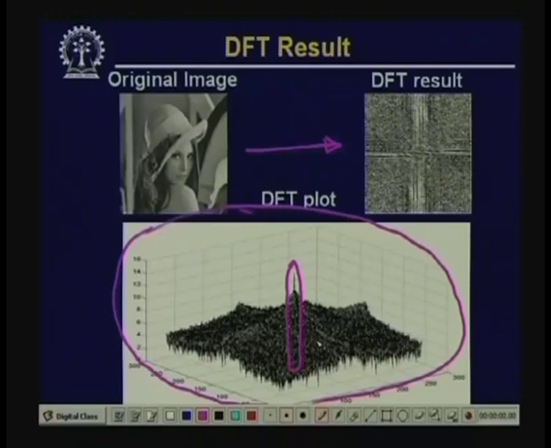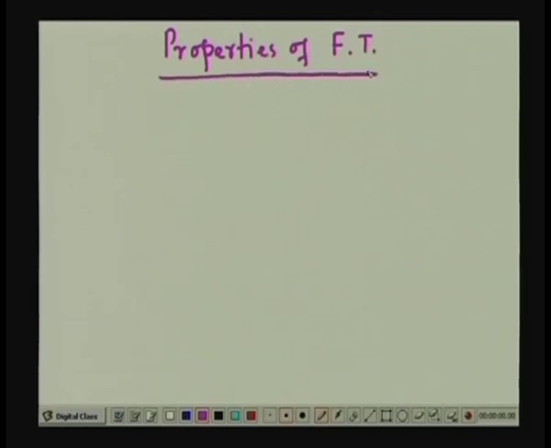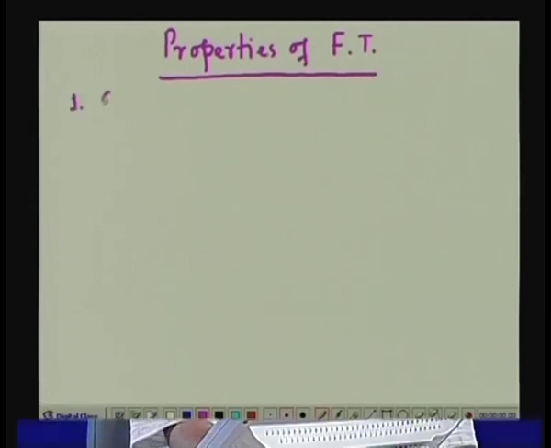So, after discussing the Fourier transformation, the inverse Fourier transformation, and looking at how the Fourier coefficients look, let us see some of the properties of these Fourier transformation operations. Now we will see some important properties of Fourier transformation. The first property that we will talk about is the separability.